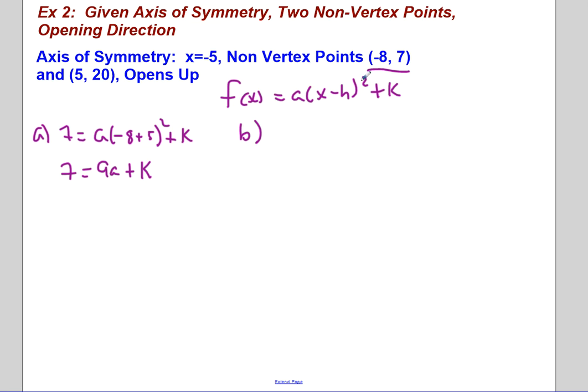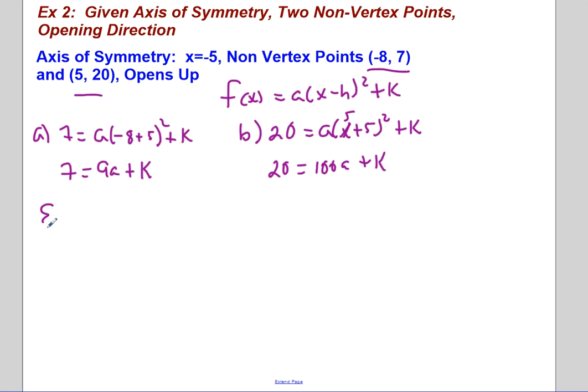So we come over here and repeat with this point. So I'm going to have 20 is equal to a, our unknown, times x minus our vertex squared. All right, that is a 5, by the way. We'll put a 5 right there, plus k. Now what we have here is 10 squared, which is 100. So we have 20 is equal to 100a plus k.